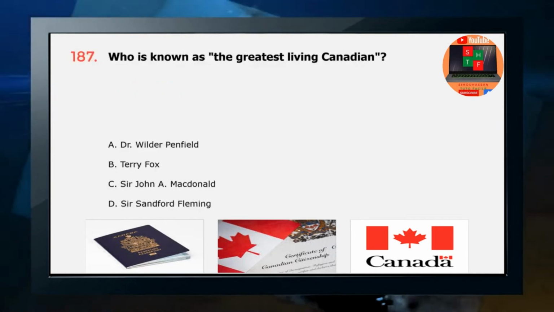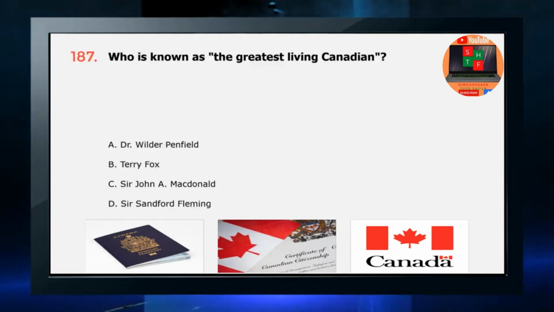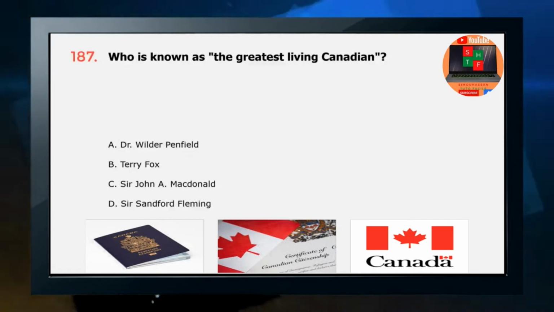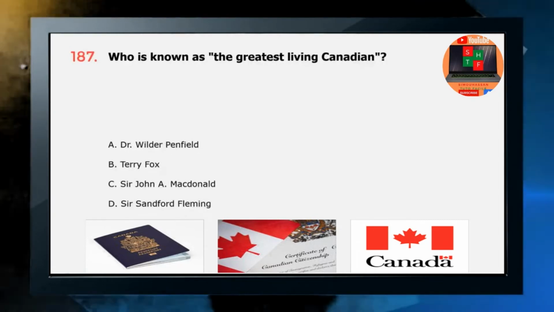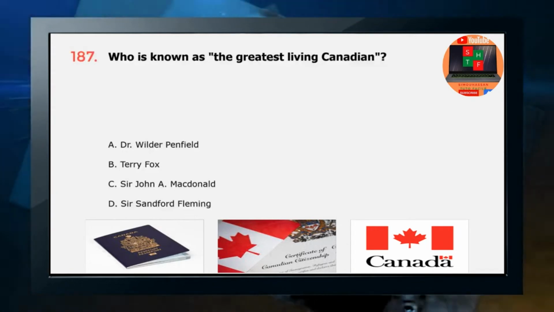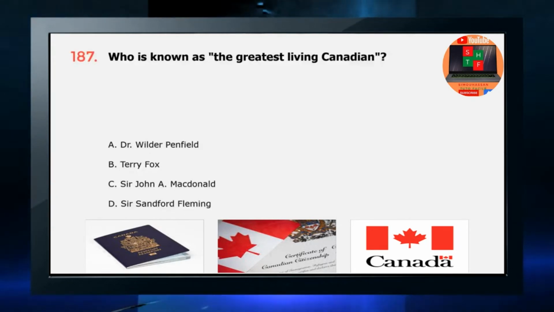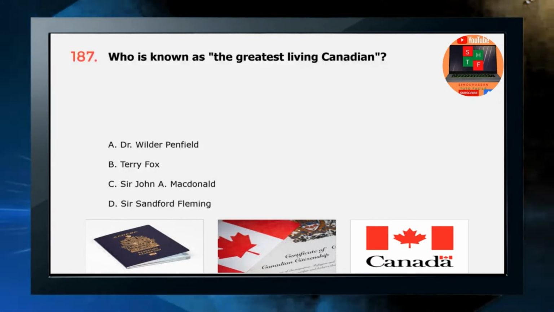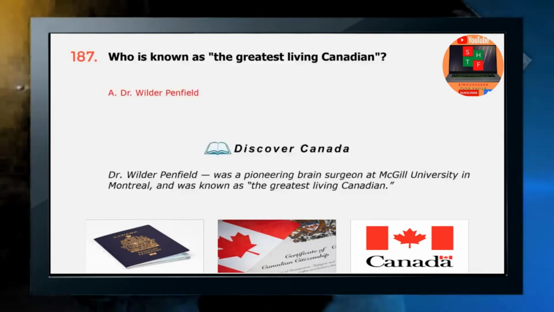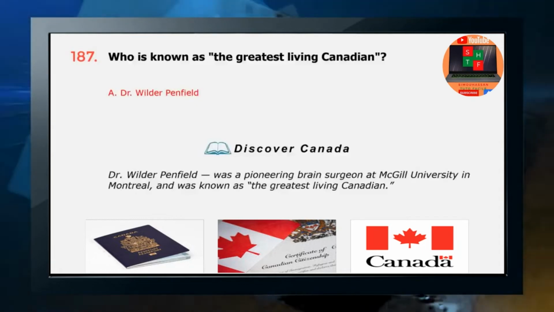Question 187. Who is known as the greatest living Canadian? A. Dr. Wilder Penfield. B. Terry Fox. C. Sir John A. Macdonald. D. Sir Sandford Fleming. The answer is A. Dr. Wilder Penfield.